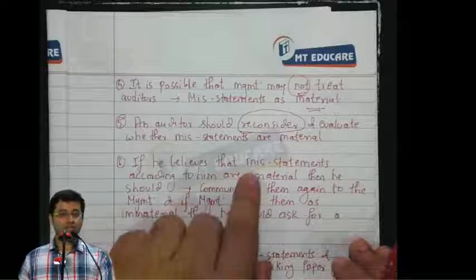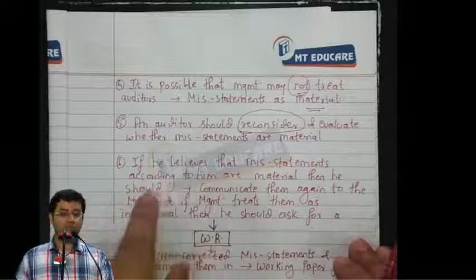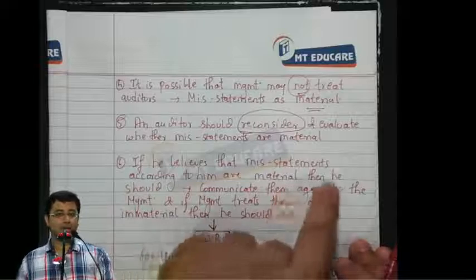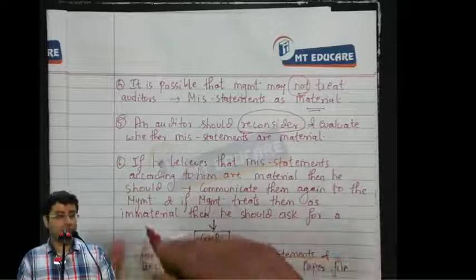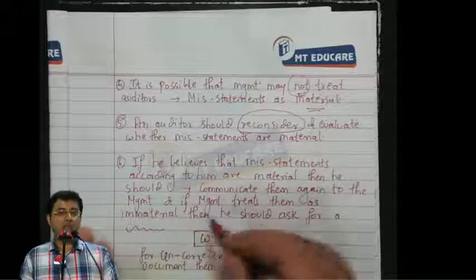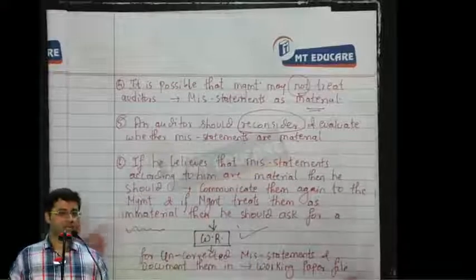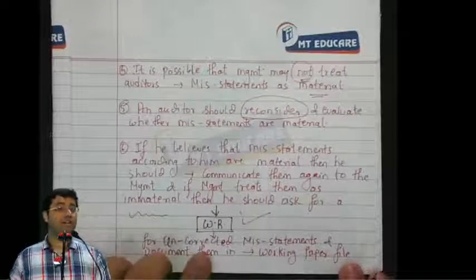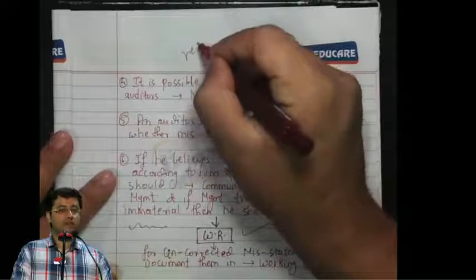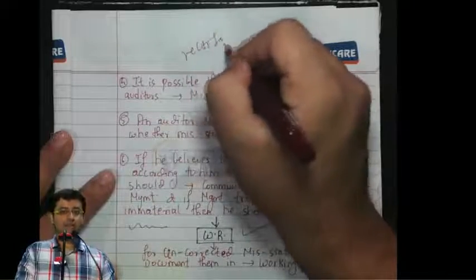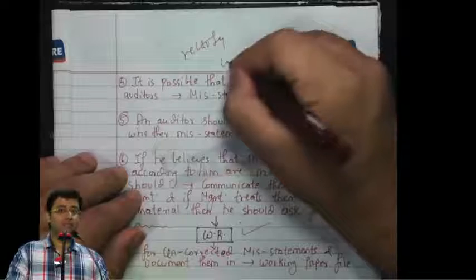So whenever there is a misstatement, if he believes that it is material according to him, and the management treats it as immaterial, then the best you can do is take a written representation from the management. For which statements? For uncorrected misstatements. That means what was your intention? Your intention was that the management should rectify the misstatement, that management should correct the misstatement.